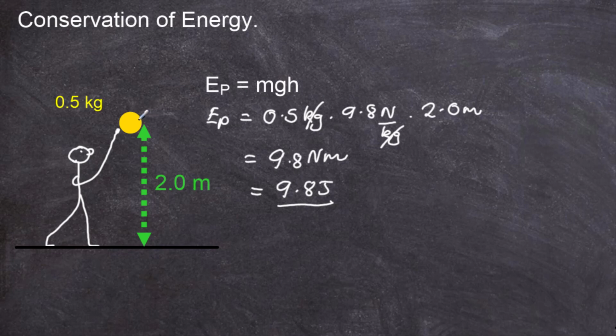So the ball in this position has the ability to either stay there if you hold it, or if you let it go, it will fall back down again. Its gravitational potential energy will have changed into kinetic energy. So at this position here, we have the gravitational potential energy of the ball equal to 9.8 joules.